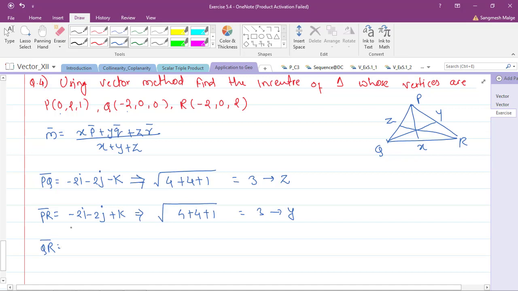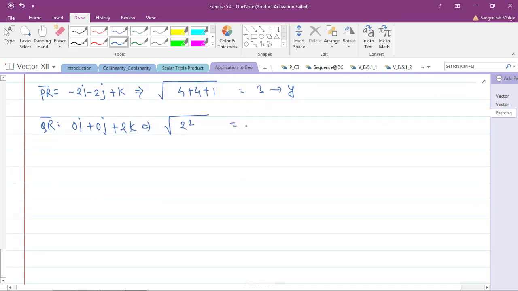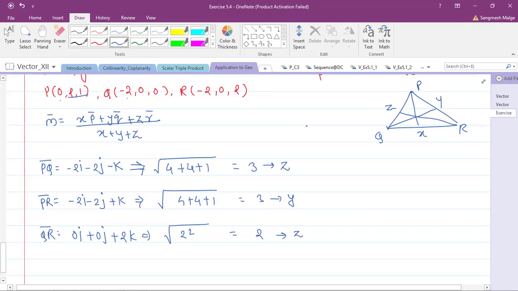Then we have QR bar. QR bar is nothing but minus 2 plus 2, 0i plus 0j, and it is plus 2k. So the mod of QR bar will be root of 4, which is equal to 2. This is our z. Okay, so now let's substitute in the formula for the in center.